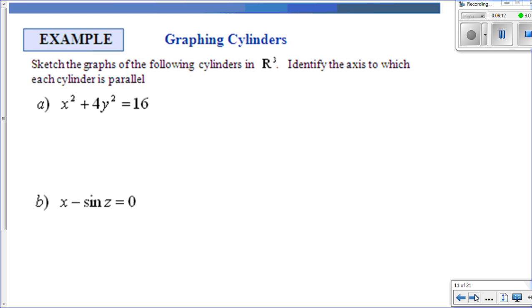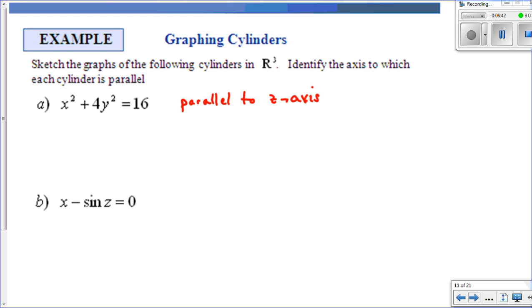So now let's sketch the graphs of these cylinders. Now I recognize the cylinder by the missing variable. x squared plus 4y squared equal to 16 tells me that this is a cylinder that's going to be parallel to the z-axis because the z is missing. So you have a cylinder parallel to one of the coordinate axes if one of the variables is missing.